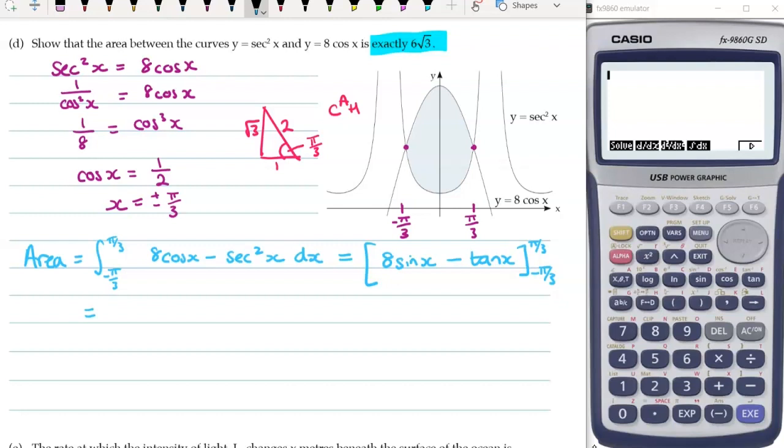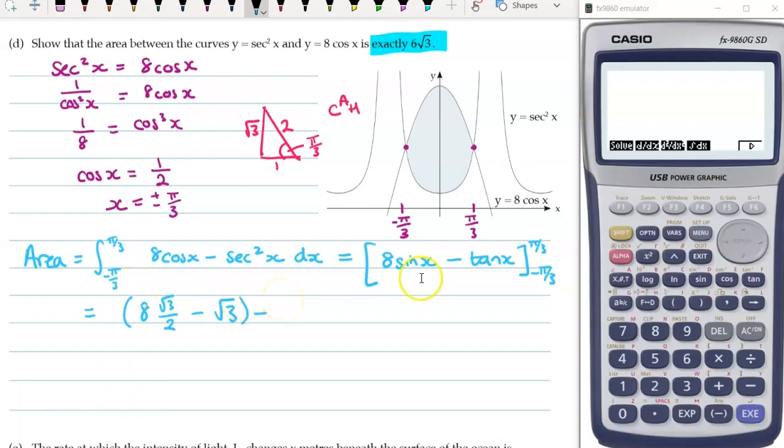Okay, now if I do sine of pi by 3, we need exact values, so we can't just type this into the calculator. Going back to that special triangle, sine is the opposite over the hypotenuse, so that's root 3 over 2. So we have 8 root 3 over 2, and then tan of pi by 3 is the opposite over the adjacent, so that is a root 3. Right, take away, if I was to do the negatives.